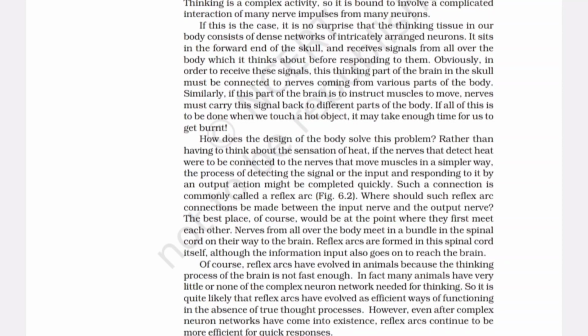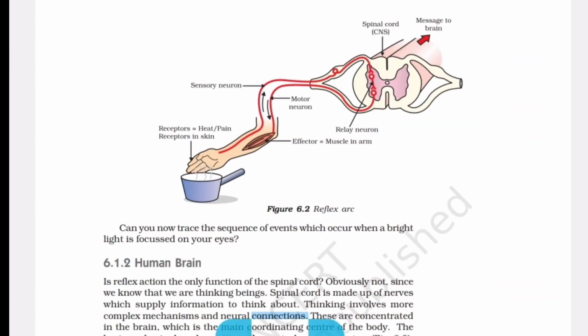So it is quite likely that reflex arcs have evolved as efficient ways of functioning in the absence of true thought processes. However, even after complex neuron networks have come into existence, reflex arcs continue to be more efficient for quick responses. Can you now trace the sequence of events which occur when a bright light is focused on your eyes? Human brain. Is reflex action the only function of the spinal cord?